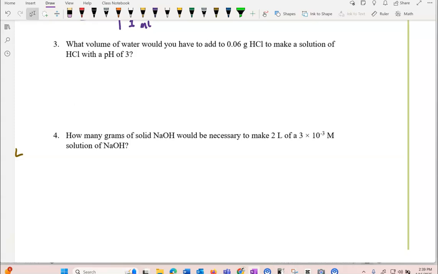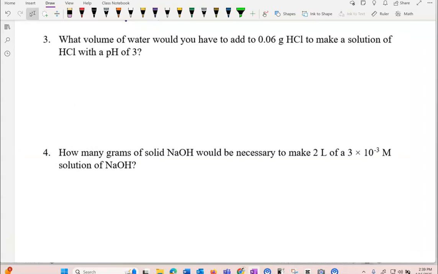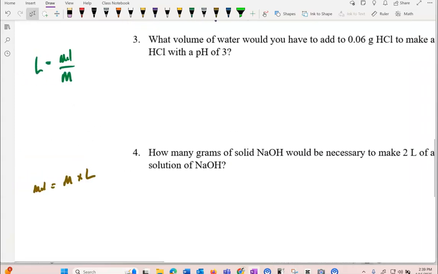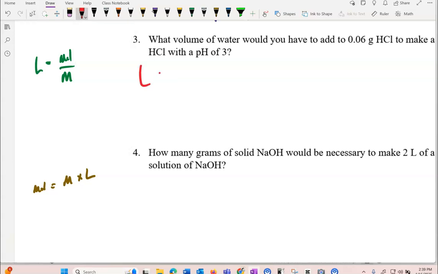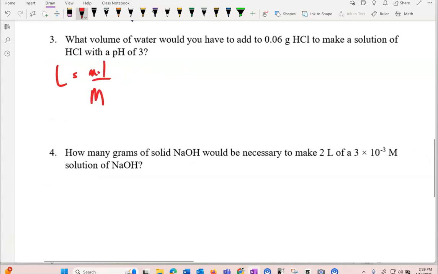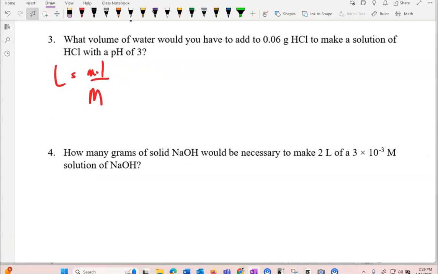All right, this one's pretty involved because it's asking what volume. There's really only one equation we have that will get us volume, and that one looks like this. Liters is equal to moles over molarity. Well, we don't have moles and we don't have molarity. We've got a mass of HCl and we've got a pH of 3.